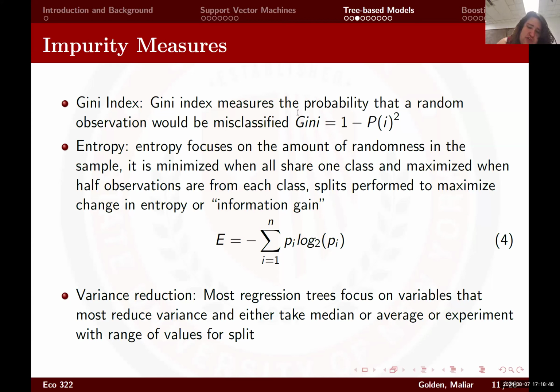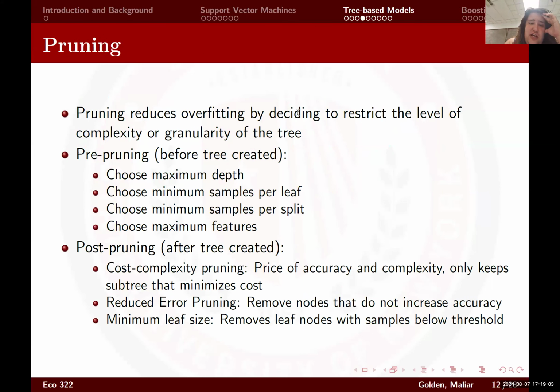In my introduction, most regression trees focus on variables that most reduce variance and either take the median or average or experiment with a range of values of the split. So you're trying to either reduce the variance or reduce the entropy. And you prune to reduce overfitting by deciding to restrict the level of complexity or granularity of the tree.